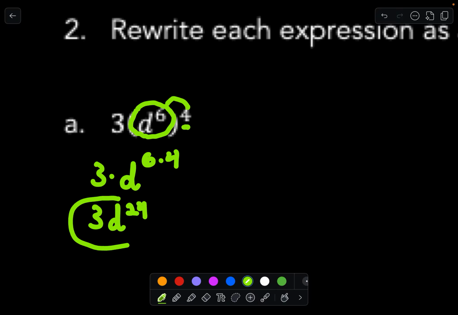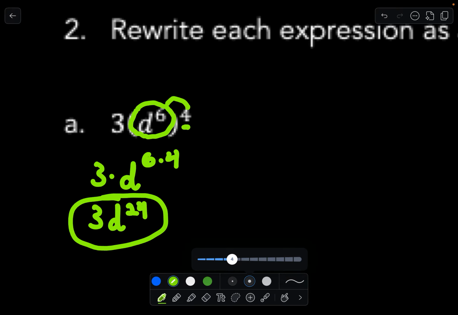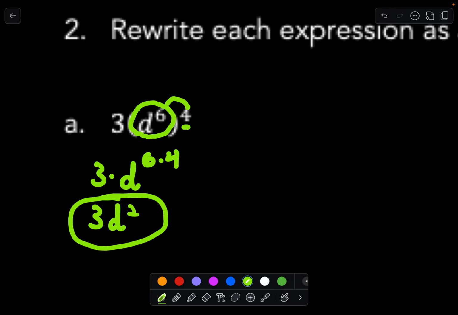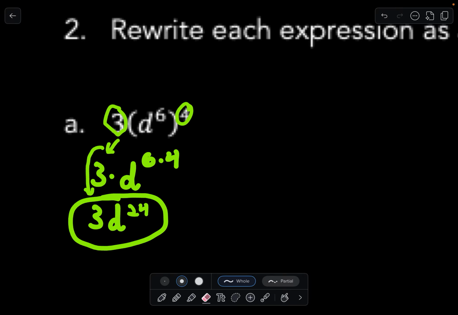And that's the answer. Okay, let me shrink this down just a smidge, because I blew it up so you can read this. Okay, and that was what it was before. Notice the 3 just came along for the ride because the exponent was not attached to it. It was only attached to this. This 3 does not have that 4 on it. It's only the d to the 6th power that does.